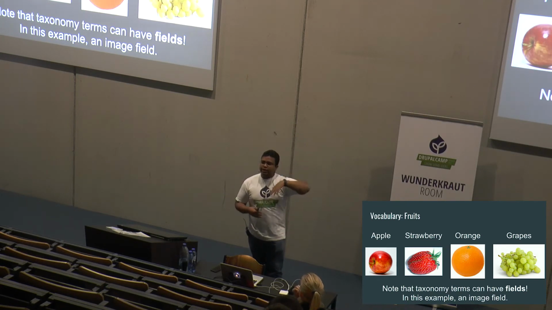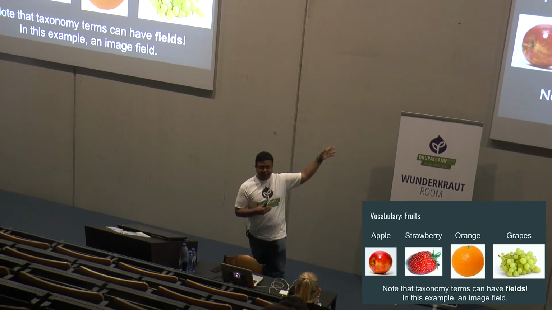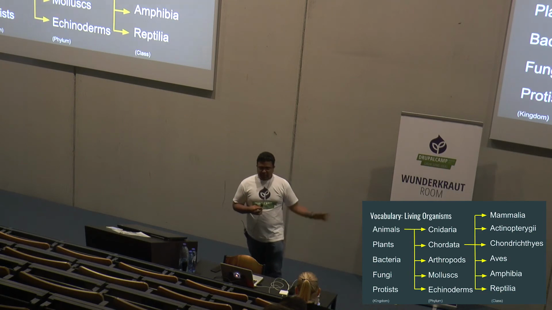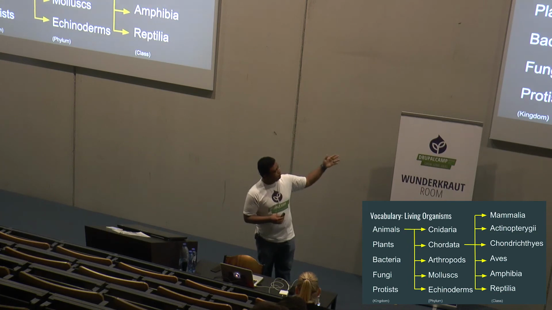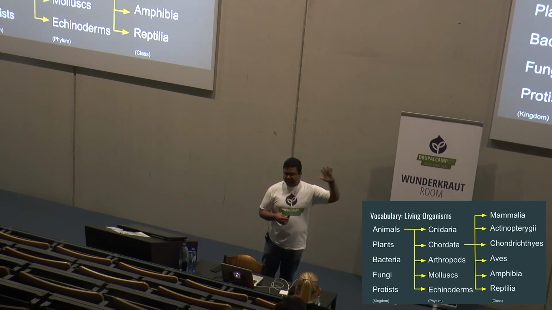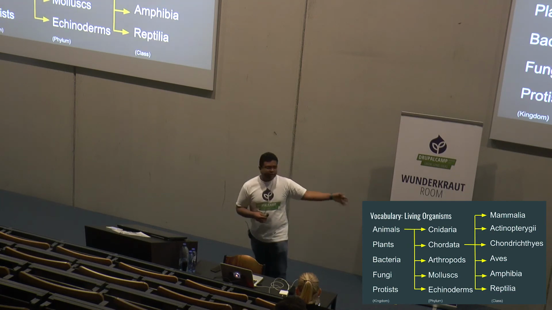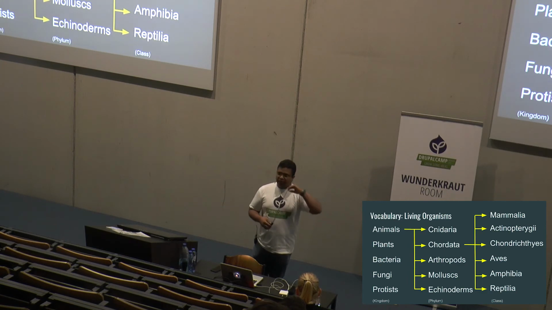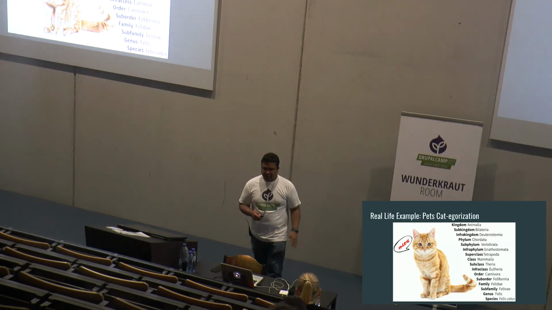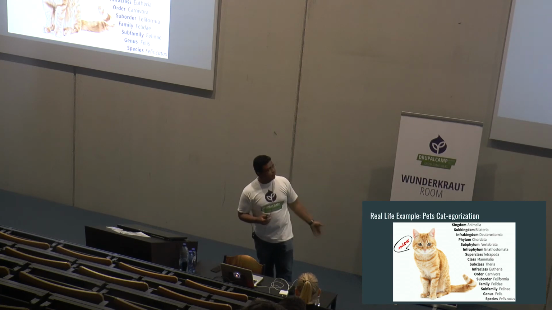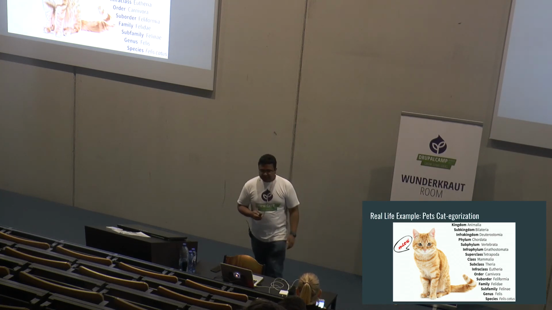Taxonomies, in the same way as content types, can have fields. In this case, I added an image field to the taxonomy term itself. And vocabularies can be hierarchical. So we have kingdom, phylum, class. This is for classifying living organisms. And like 17 levels deep, we are Homo sapiens sapiens. So you can have these hierarchies using taxonomies. A real life example is using it for pet categorization, like that.